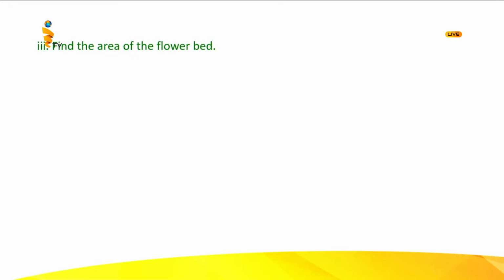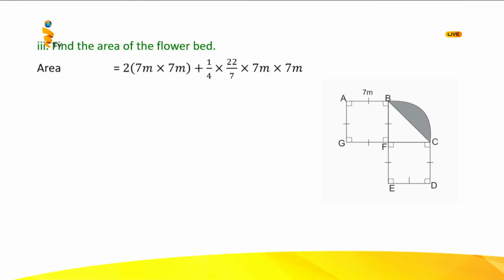Now the third part is find the area of the flower bed. Now here also you have to find the area separately. That means first you can find the area of the square ABGF and the area of the square CDFE and the area of the sector FBC. So I have written area is equal to 2 times 7 meters into 7 meters because the measurements are equal, and I have found the area of one square and multiplied by 2 plus 1 over 4 times 22 over 7 into 7 meters into 7 meters.